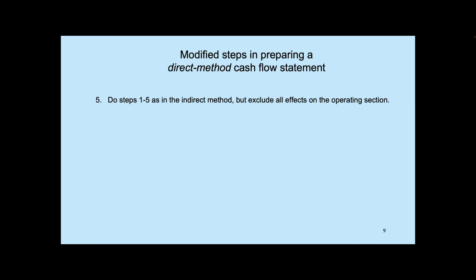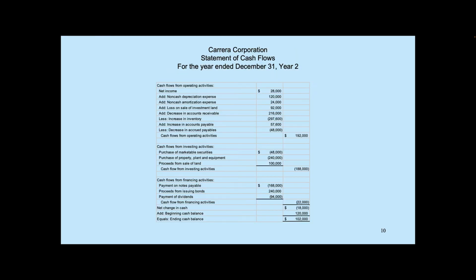And we're going to do steps 1 through 5 as in the indirect method, but we're going to exclude all effects on the operating section. That is, this is the indirect method cash flow statement that we've already produced. If you haven't produced it, that's no problem. You can just go straight to the direct method.